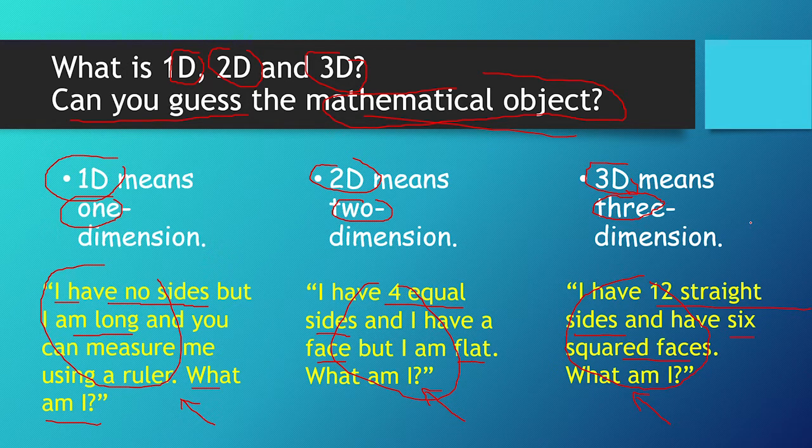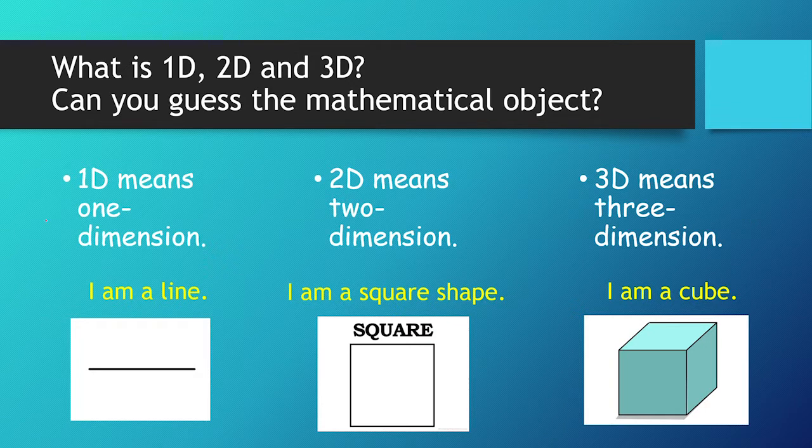Okay, have you finished thinking? Are you ready with your answer? So I'm going to review the answers. Okay, 1D or one dimension. The first answer is a line.